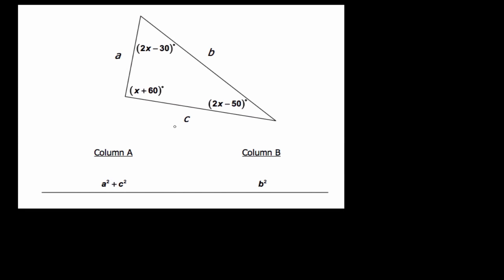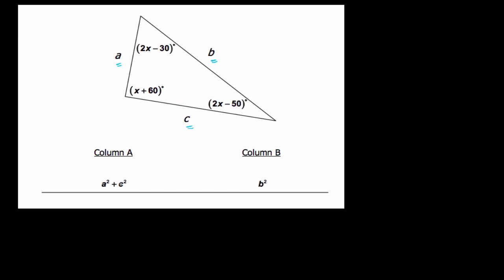Okay, this is another weight problem. You are given a triangle. The length of the side here is A, the length of the side here is B, and the length of the side here is C. You're given that the triangle has three angles: 2x minus 30, x plus 60, and 2x minus 50.